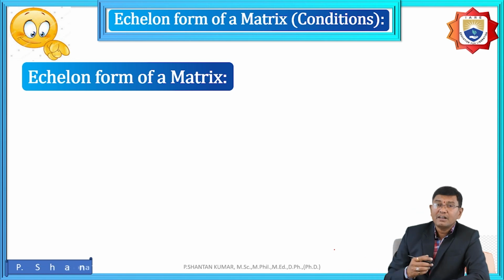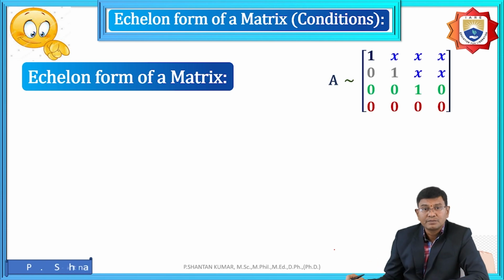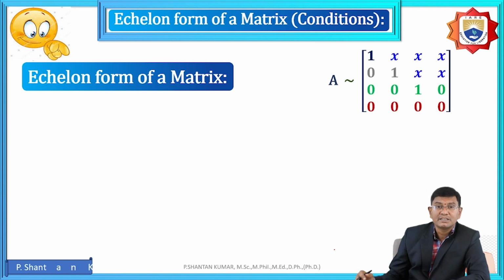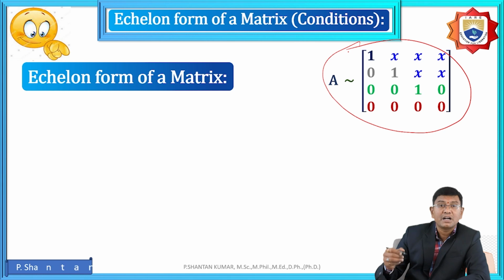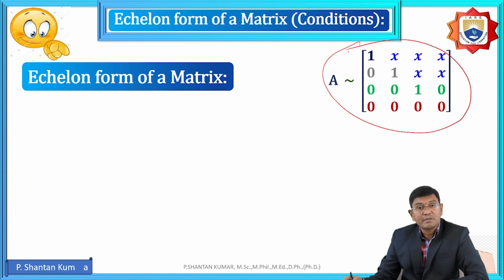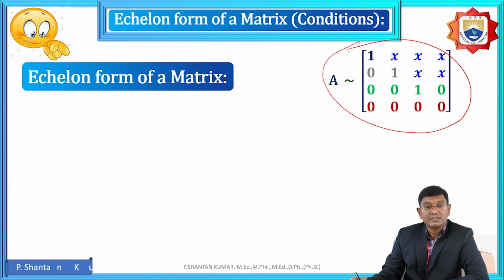Whenever the matrix is in echelon form, we need to satisfy some of the following conditions. What are the following conditions? Based upon this observation, this is the right side of the structure, we need to understand: this is the rank of a matrix, and this is the echelon form of a matrix. That means, indirectly, after applying elementary row operations, we need to reduce the matrix to an upper triangular matrix, in other terminology.